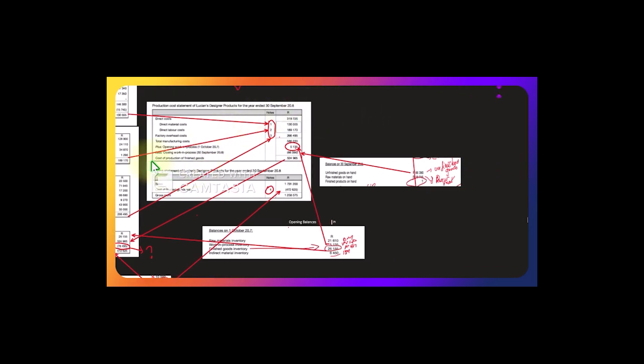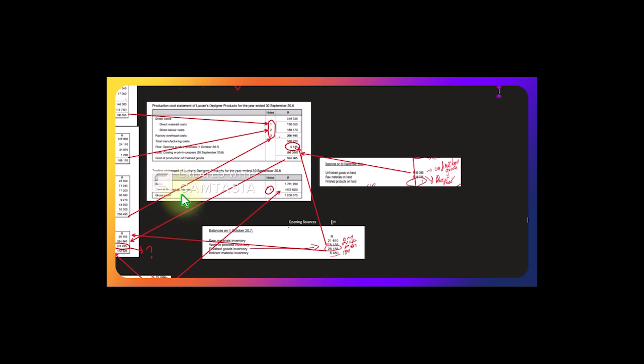So another thing here, if I can add, is number 4. Number 4 is the cost of finished goods sold. So if you can see here, look at the cost of finished goods sold. The cost of production of finished goods is not the cost of finished goods sold. This means that this is the cost of all the goods we've produced. But that doesn't mean that all the goods that we've produced will be sold at the end of the year. I repeat, all the goods that we've produced, that does not necessarily mean that they are going to be sold at the end of the year.